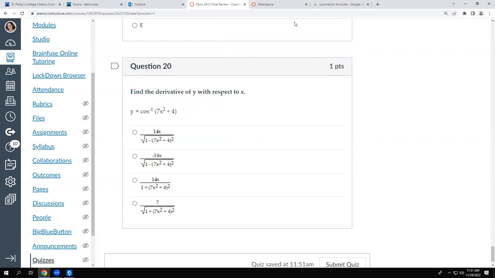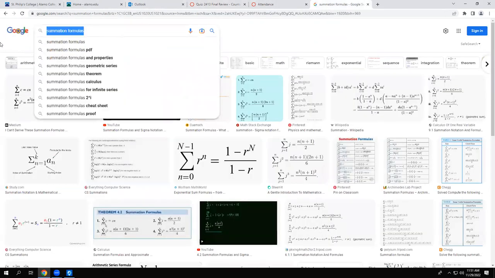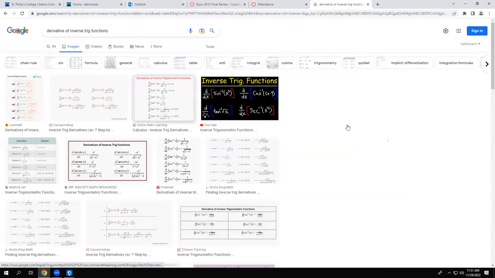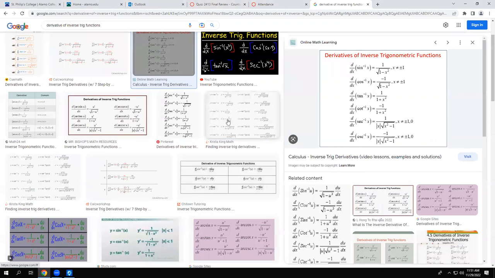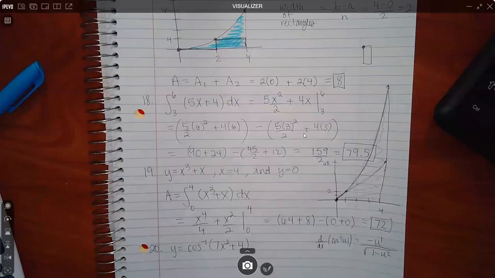So this one just says find the derivative. And for that one, I'm gonna have to use my formula. Derivatives of inverse trig functions. So for cosine inverse, that's not the right one. I need the one with u's. This one. So I'm gonna write the rule over here. So here's the rule on the side.